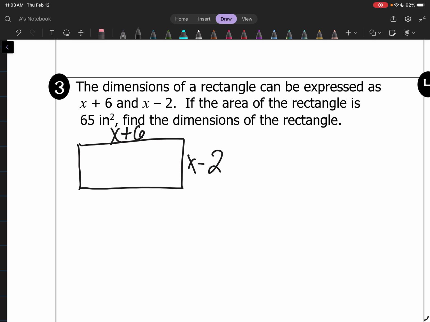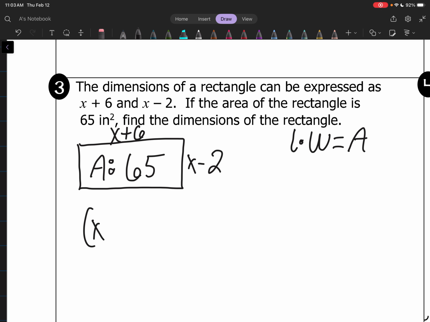If the area is 65 square inches, find the dimensions. You need to know the formula for the area of a rectangle. Length times width is equal to the area. x plus 6, x minus 2 equals 65.